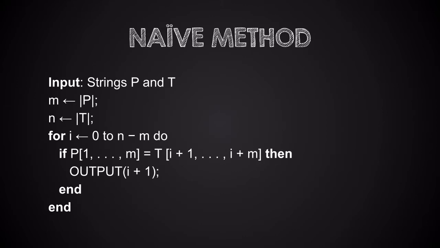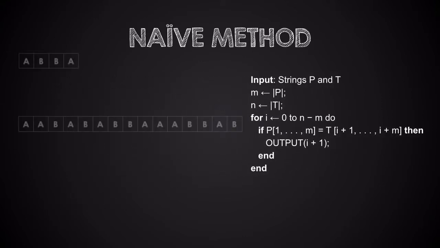Currently, in the center of the screen is a pseudocode to the naive method, which we'll use to work through the following example. Take these two strings, the pattern, ABBA, and the searchable text. The naive method firstly stores the size of the pattern in M and the size of the searchable string in N. It then enters the loop and begins comparing strings, starting at the beginning of the searchable string.